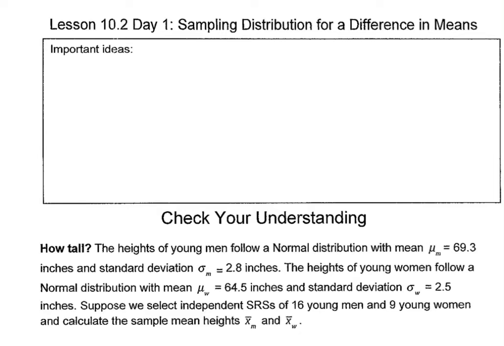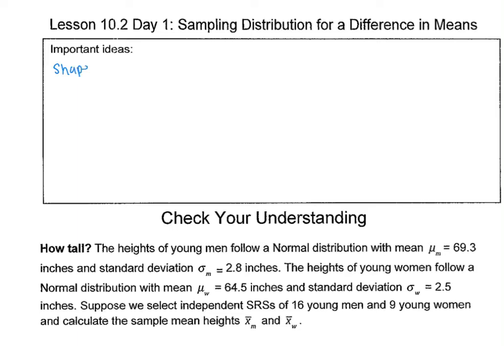If you remember from 10.1, we talked about the difference between two proportions. 10.2 has the exact same premise, except now we're dealing with means instead of proportions. So let's talk about some important ideas about the sampling distribution for a difference of means. Let's talk about the shape first.